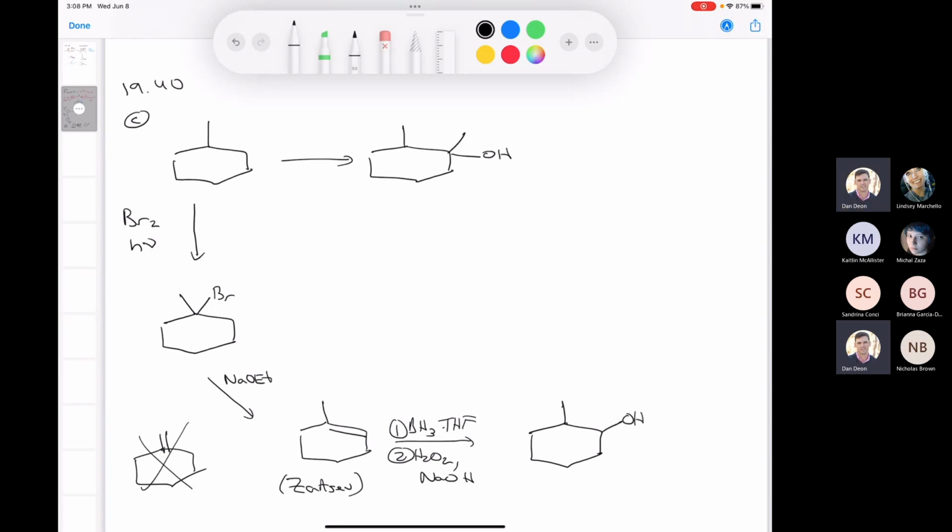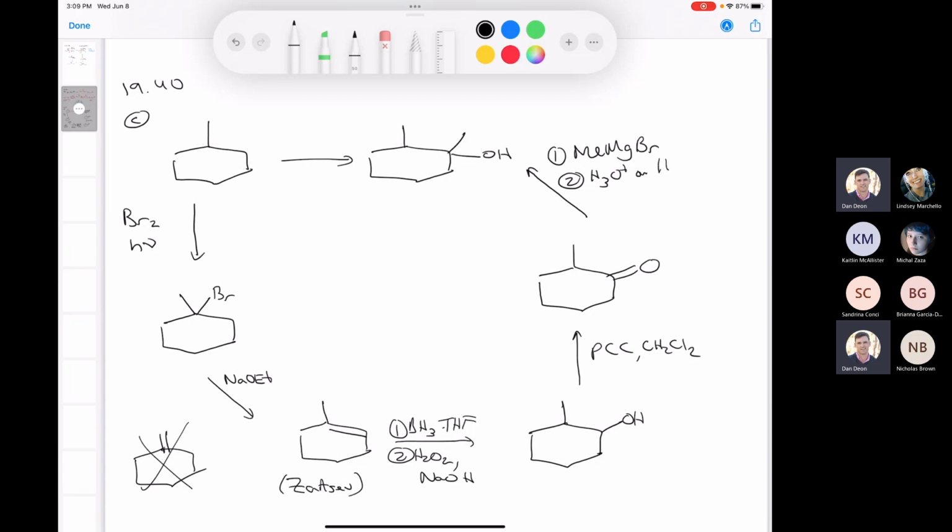And now we need to oxidize that to a ketone. There's so many things we could use, but let's just use PCC. We'll even put a solvent, dichloromethane. There we go. So that gives us 2-methyl cyclopentanone. Now, to get to the final product, all we need to do is treat it first with the methyl magnesium bromide as our nucleophile. And then in the second step, we're just going to use aqueous acid or water to protonate. And there you have it, my friends.